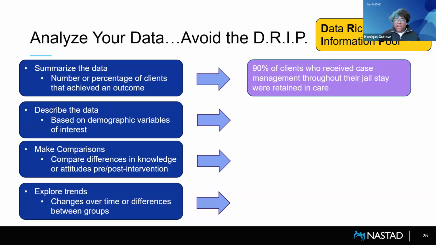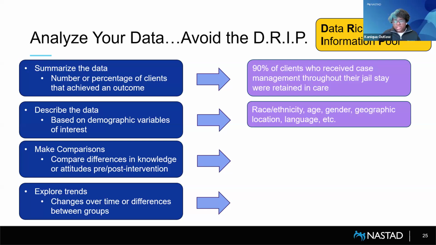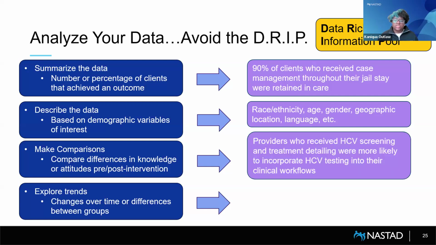You could also just describe the data based on certain demographic variables of interest. So that's race, ethnicity, age, gender, geographic location, whatever might be of interest to you. You could also make comparisons between what happened before the intervention and what you found to happen as a result of your intervention.